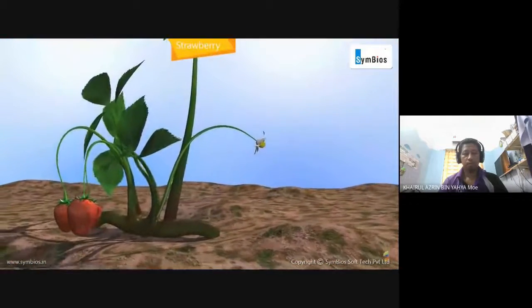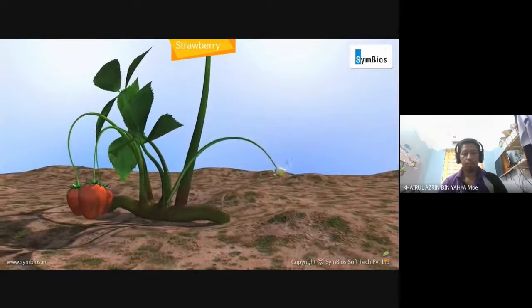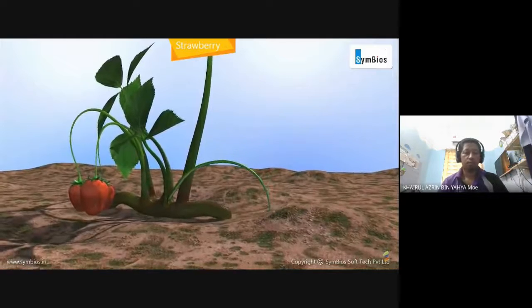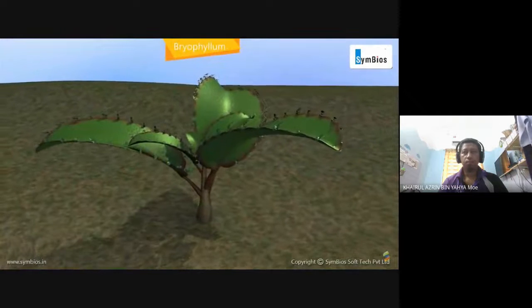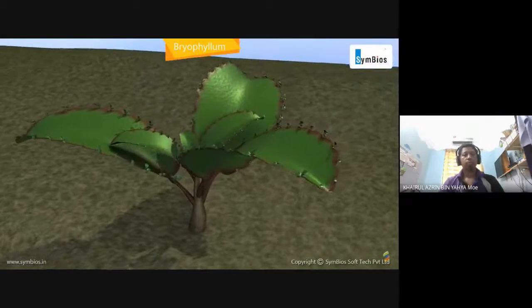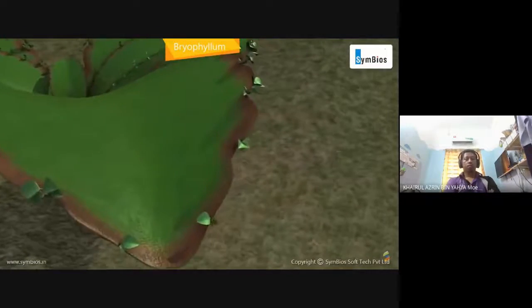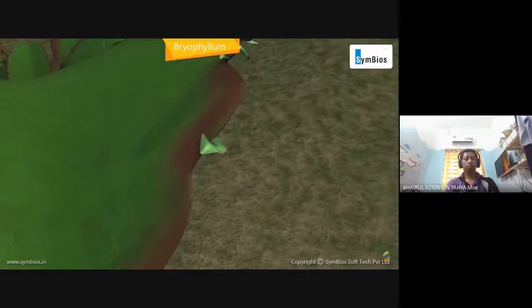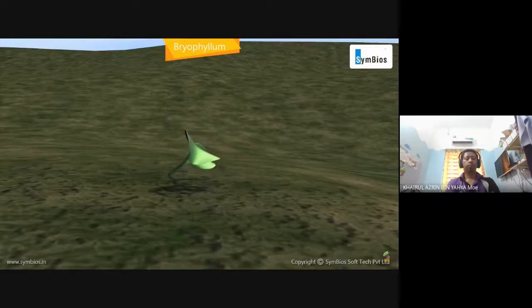Strawberry. In plants like strawberry, the shoots with the buds bend towards moist land and grow into a new plant. Bryophyllum. The plant of bryophyllum reproduces with the help of its leaves. A bryophyllum leaf contains various buds on its margin. When these buds fall on moist soil, they give rise to new plants.